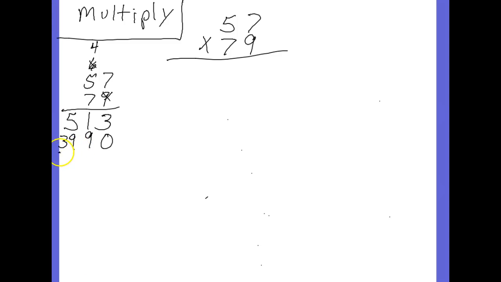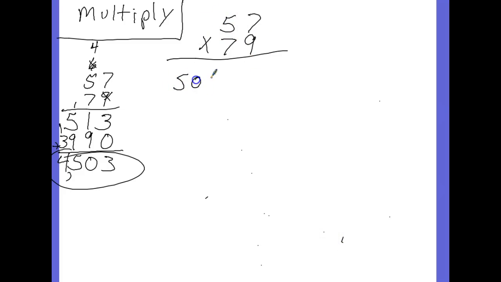All right, now we're going to add these. So we have 3, 9 and 1 is 10, 5 and 1 is 6, 9 and 6 is 15, 3 and 1 is 4. So we have 4,503. All right, now another method we can use is, we call it the break apart method. We do each one separately.